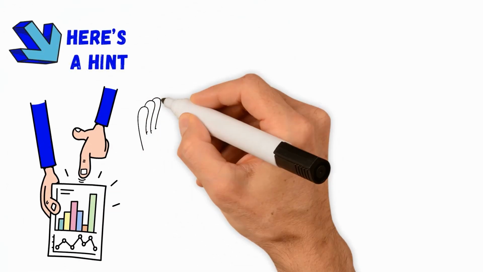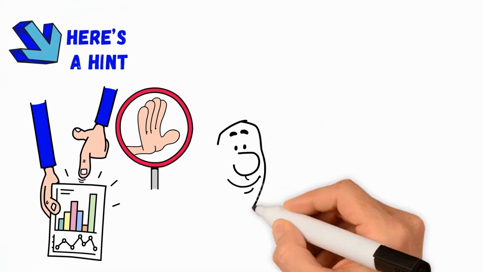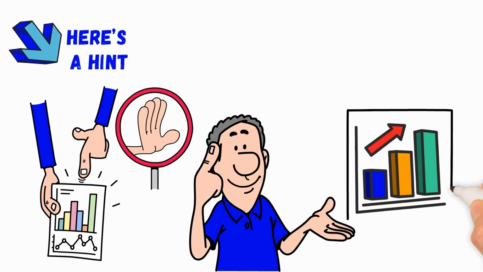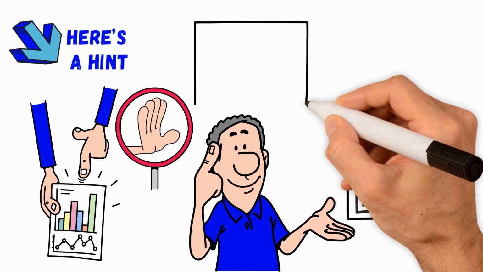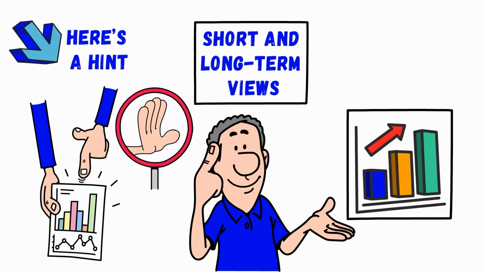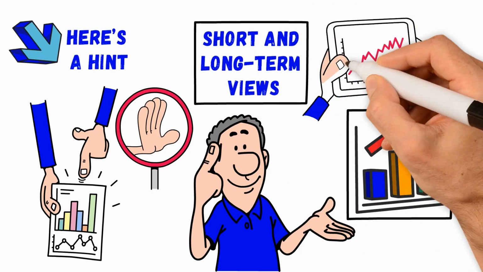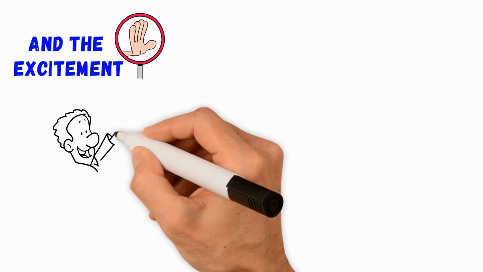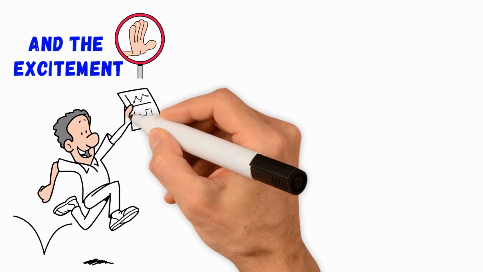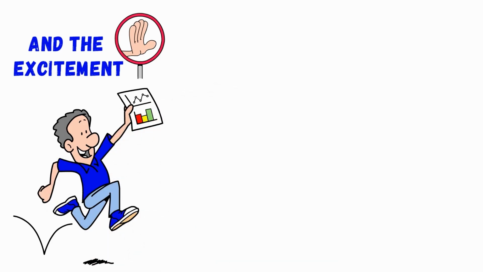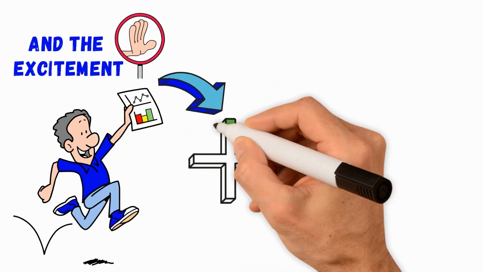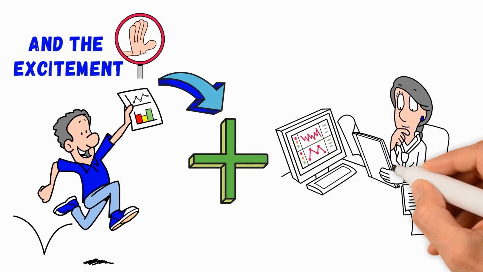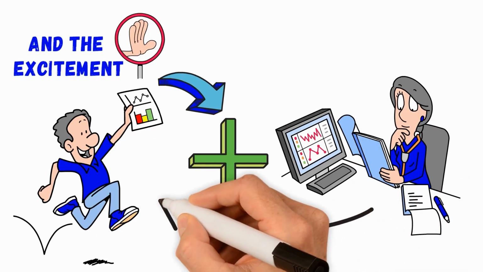Now here's a hint. Having this indicator isn't just about spotting levels, it's also about understanding price action, leading to smarter, more informed trades. You'll combine insights from both short and long-term views, giving you the confidence to execute your strategy. And the excitement doesn't stop here. Once you start using the support and resistance MTF to guide your trades, we'll layer on another tool that works in perfect harmony with it. So, are you ready to take your trading to the next level? Let's keep this momentum going.